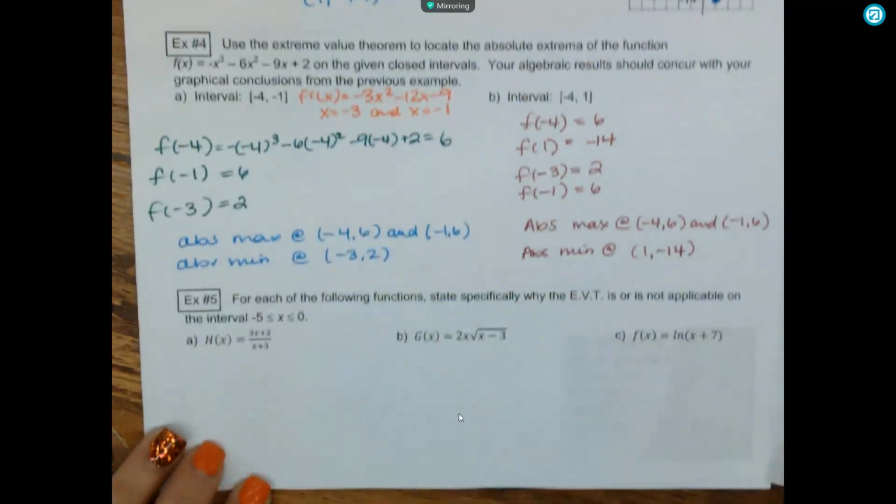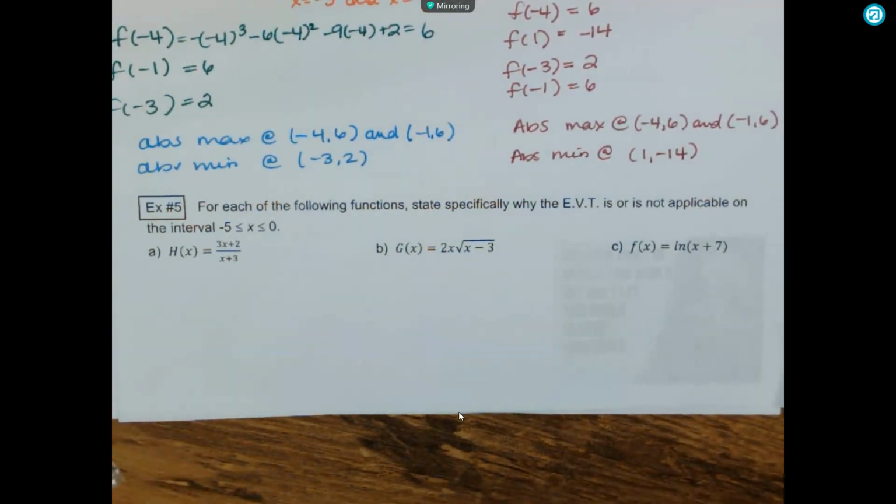All right? Okay, so for example number 5, for each of the following functions, state specifically why the EVT is or is not applicable on the interval -5 to 0 inclusive. Okay? So what is the main thing about the EVT that we said? What was the first thing it had to be? Continuous. So that's what we're looking for: is there somewhere that these three functions would be discontinuous? Okay? So what about the first one? Is there somewhere that it is discontinuous? Where? It is at -3.